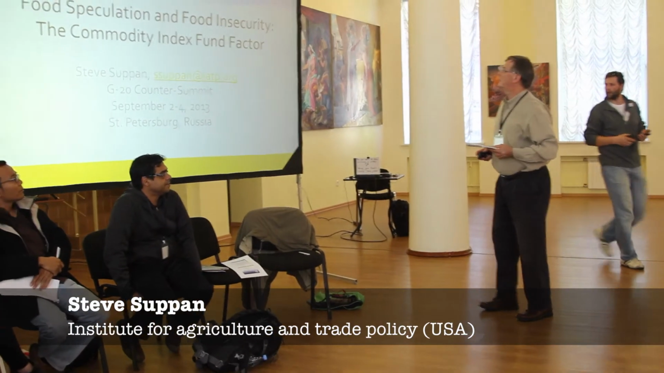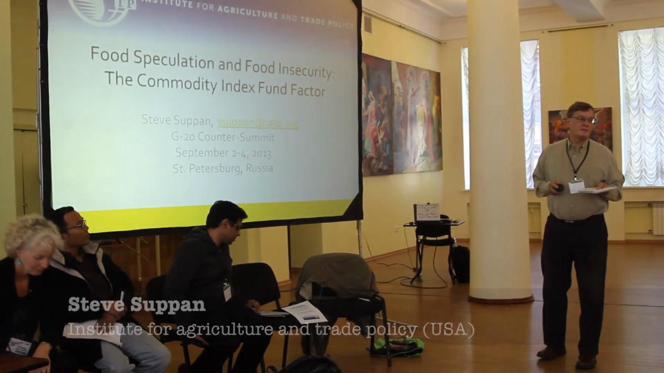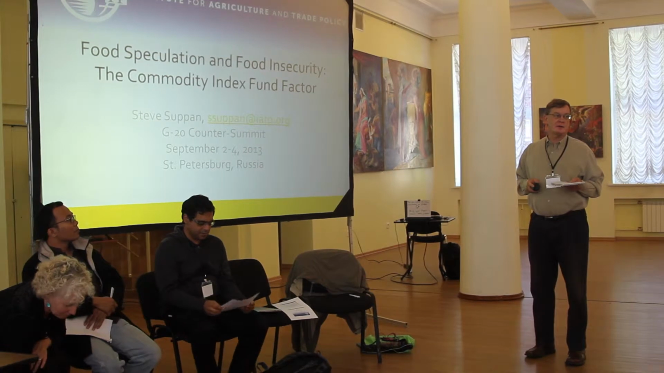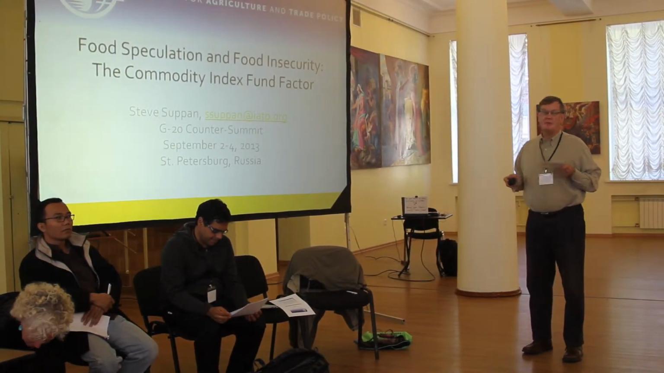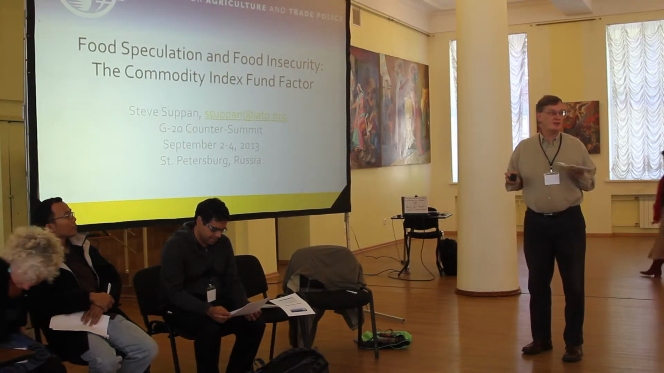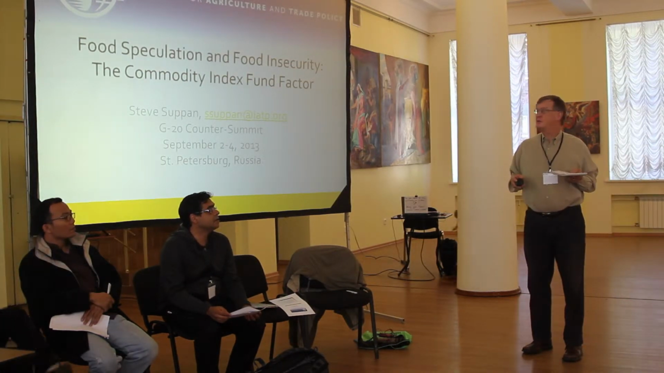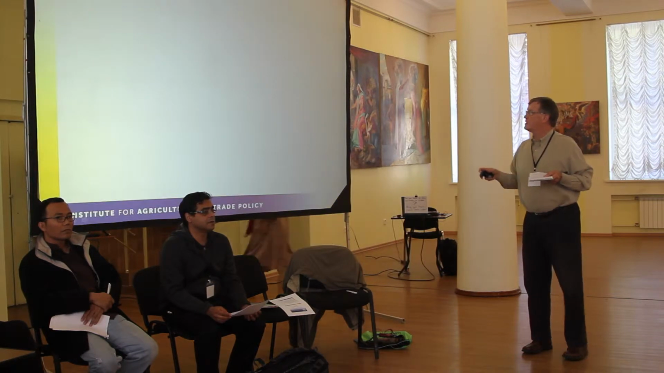This is going to be very quick. There are a lot of factors in food security and food insecurity. Price is one of them. I'm going to talk about a financial structure that affects agricultural commodity prices.